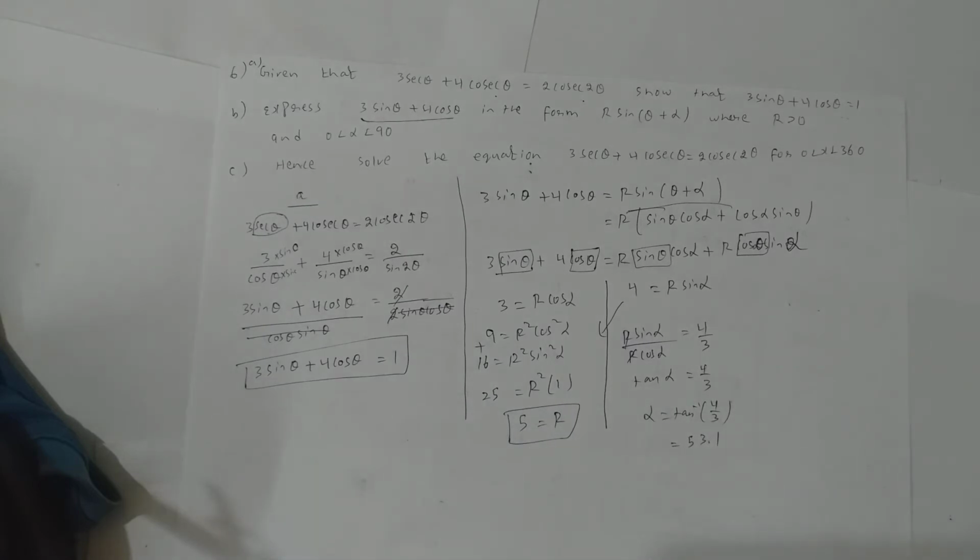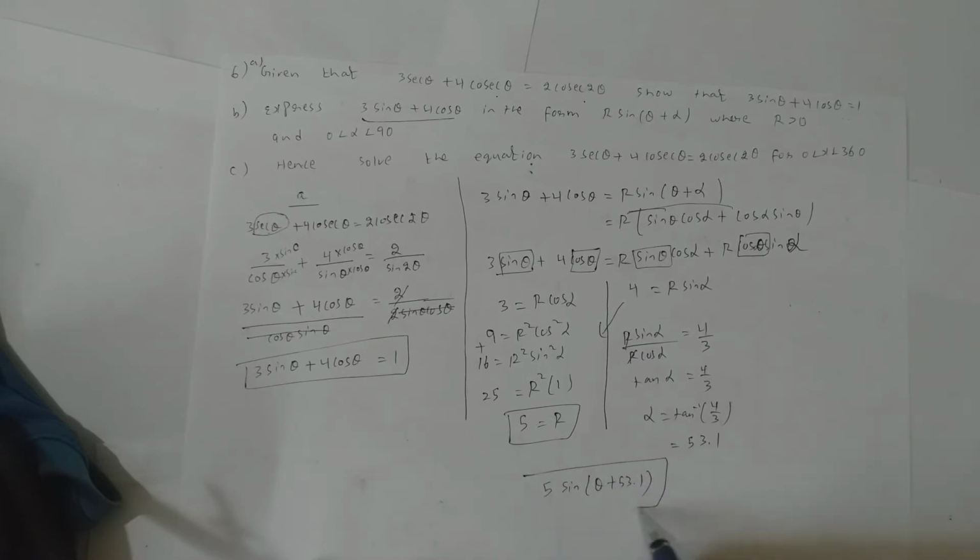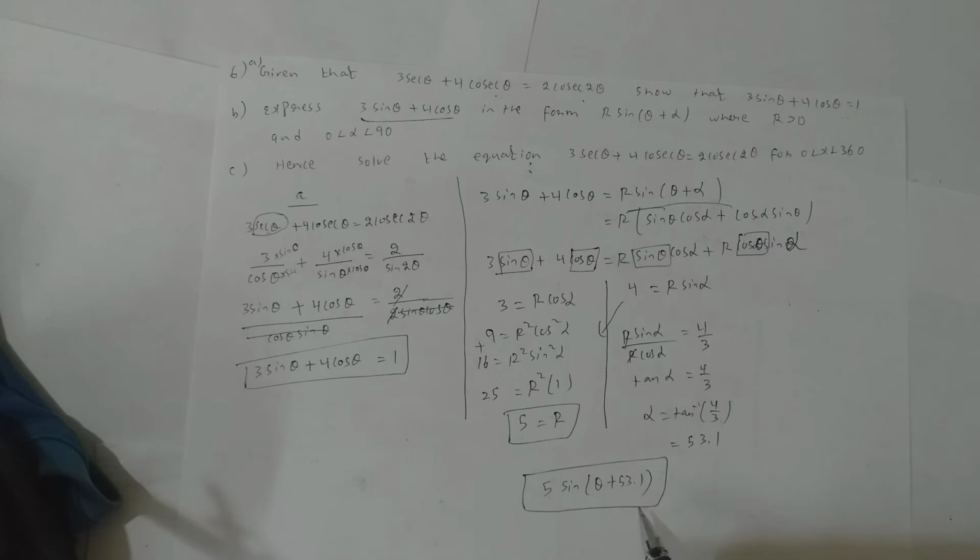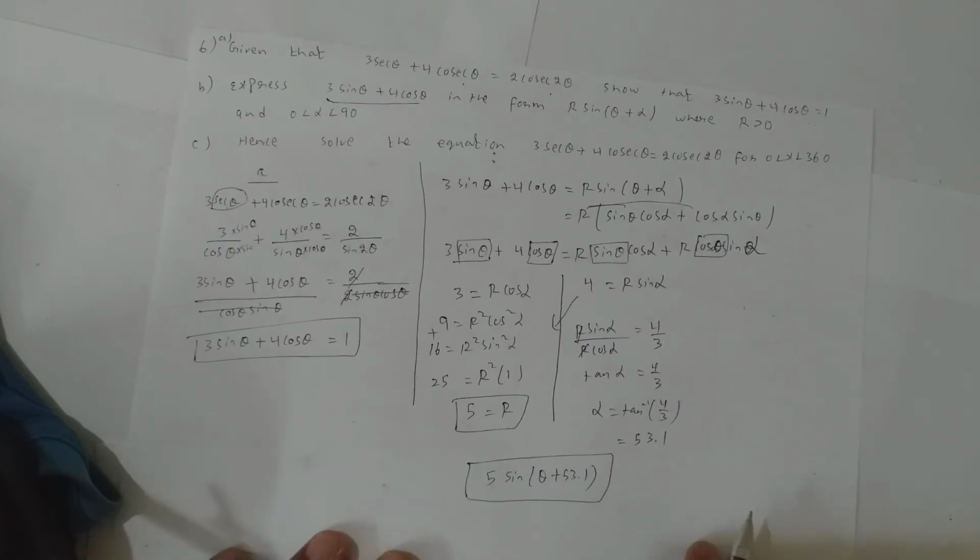Clear? Now what is the final step that you need to write? It is 5 sin of theta plus 53.1. In this form he told you to express, so this should be your final answer. Done? Now look at C part.